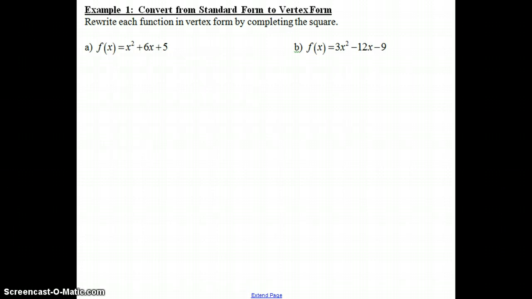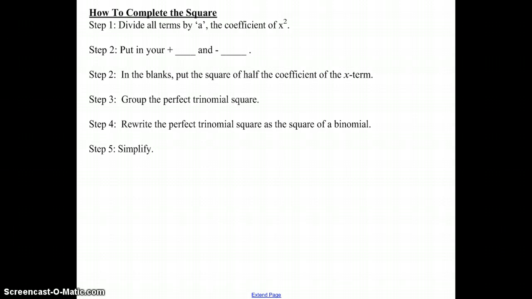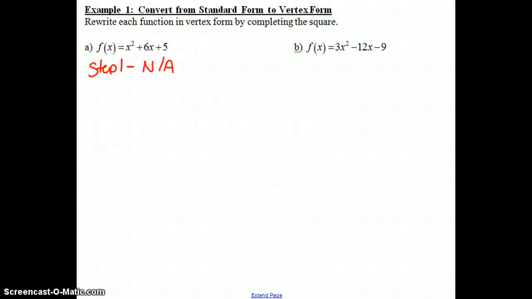Example 1. We're going to rewrite into vertex graphing form by completing the square. Our first step is to divide by the a coefficient. But here, there is nothing in front of the x squared. There is no coefficient, so step 1 does not apply. Step 2 is to put in a plus blank and a minus blank. This just sets up our equation for us to follow. So for step 2, we go x squared plus 6x plus blank plus 5 minus blank.